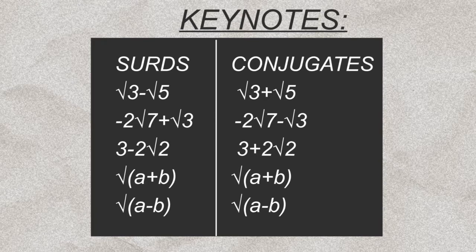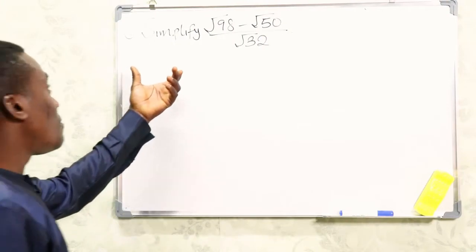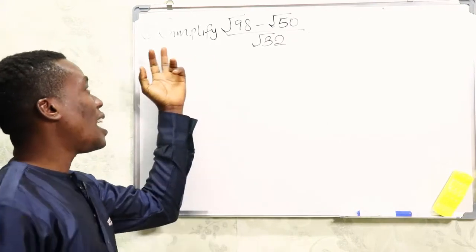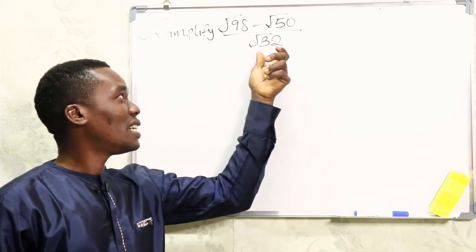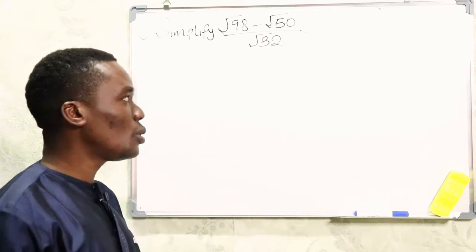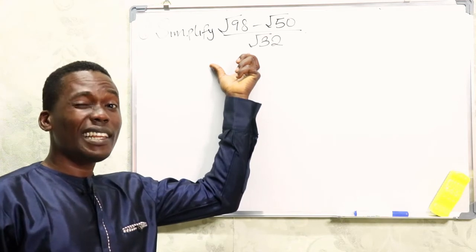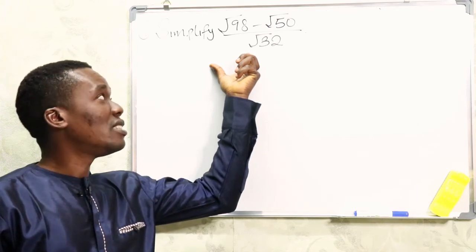Now, without wasting much time, let's look at the first sample question for today. Sample question 1. Now, let's consider the first sample question for today's topic on surds. We are asked to simplify square root of 98 minus square root of 50 divided by square root of 32. While we were taking the keynote, I told you whenever you are given any question on surds, all you need to do is find the largest perfect square of whatever number you are given. You see that displayed here.